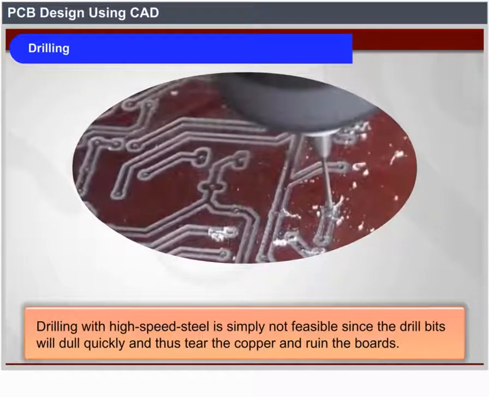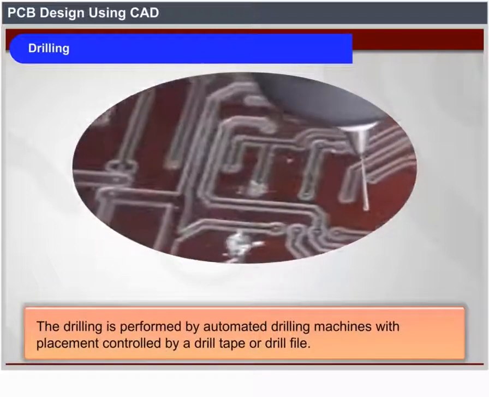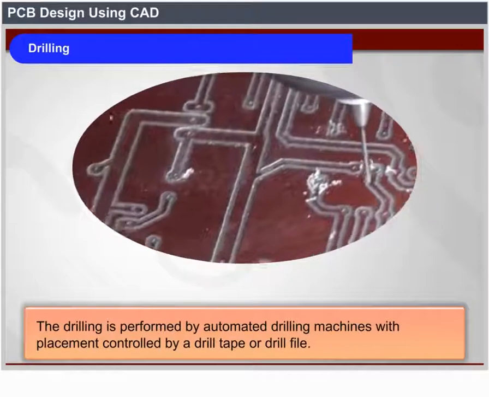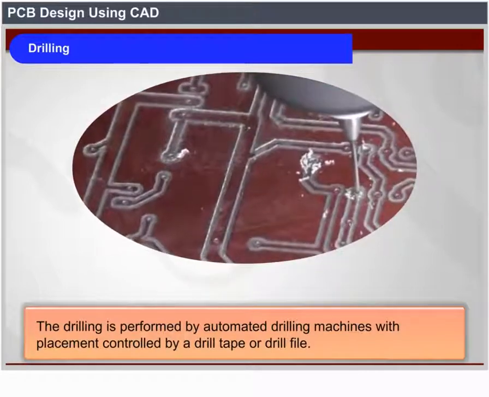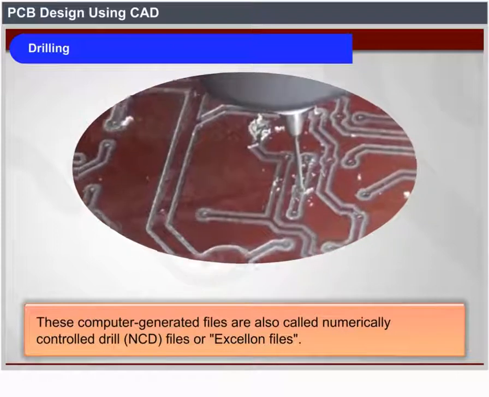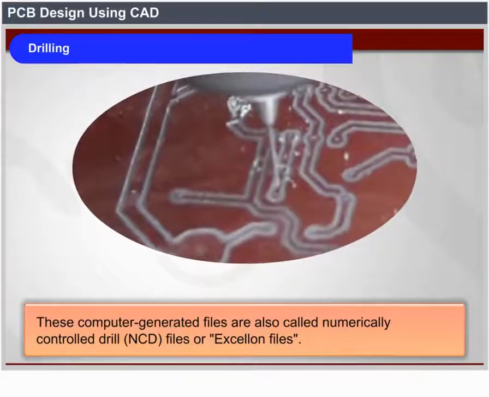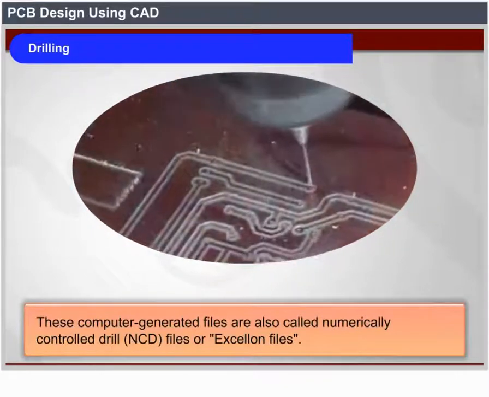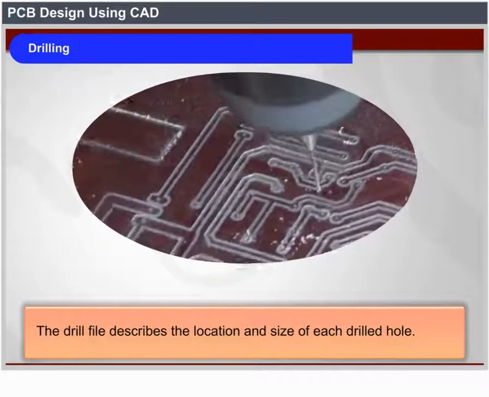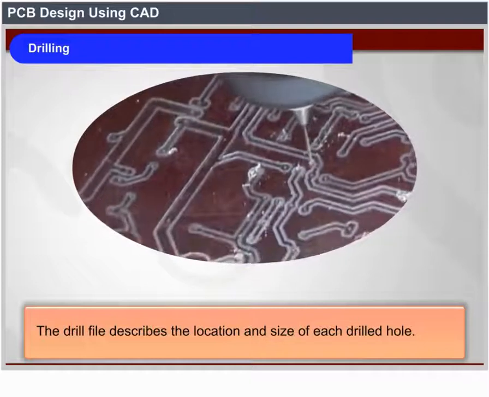and ruin the boards. The drilling is performed by automated drilling machines with placement controlled by a drill tape or drill file. These computer-generated files are also called numerically controlled drill (NCD) files or Excellon files. The drill file describes the location and the size of each drilled hole.